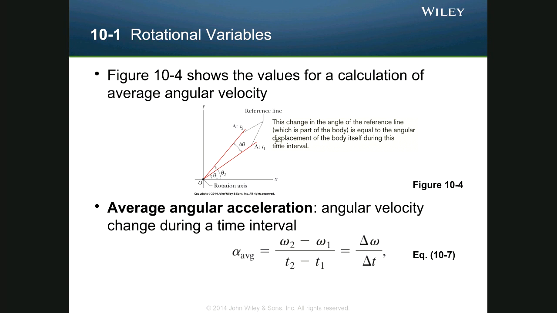Now, you can see a similar angular velocity calculation here that we did for our rotating body. You'll notice you have theta 1, theta 2. This gives you a delta theta, and you have theta 1 at t1, theta 2 at t2. You have everything you need for an average angular velocity calculation.